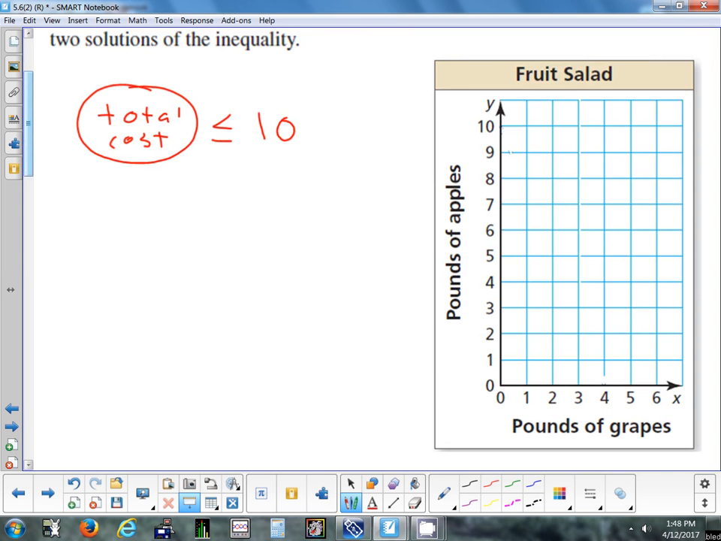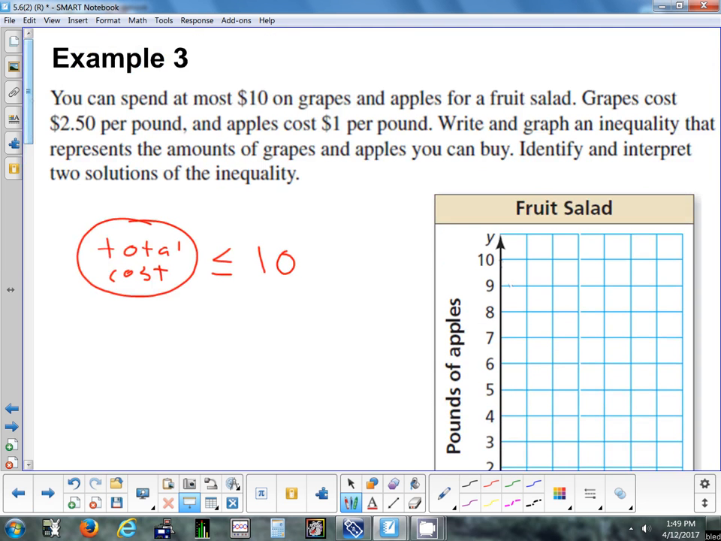Grapes, where did they put grapes? X-axis. They put grapes on the x-axis. Yep. And where did they put apples? On the y-axis. So they've kind of already made the decision for you which one is which. Grapes is x, apples is y. So I'm just going to write it here. Grapes is x, apples is going to be y.